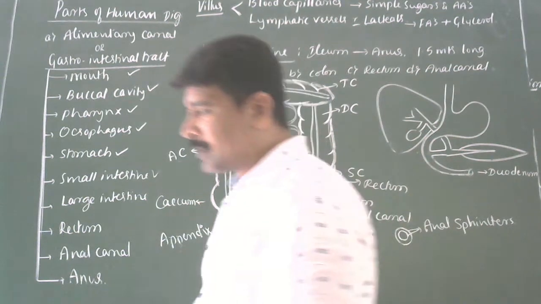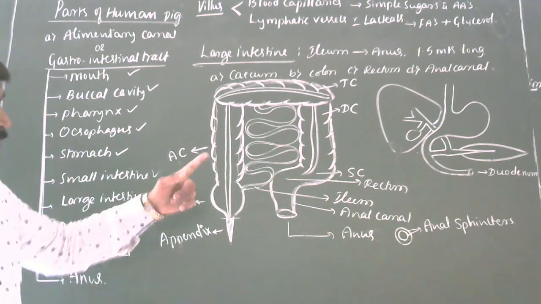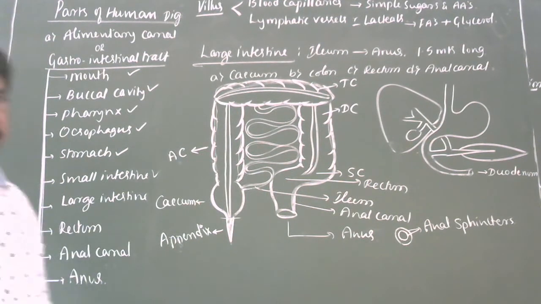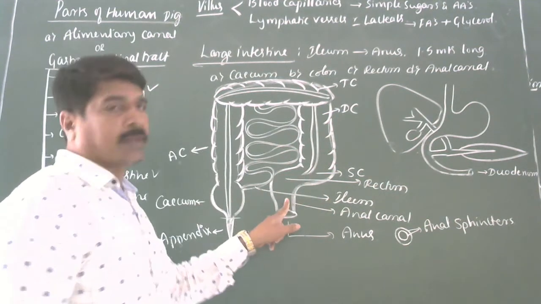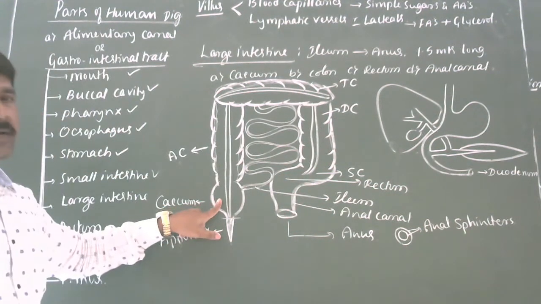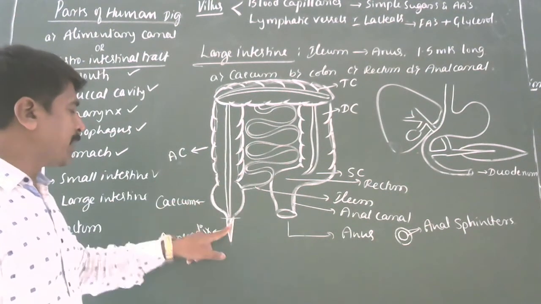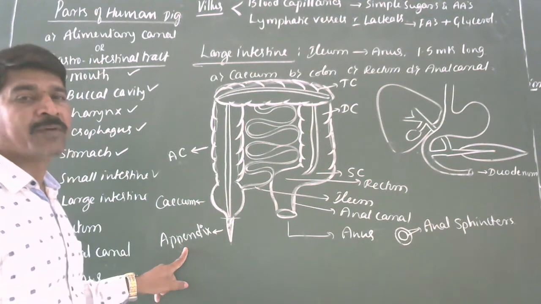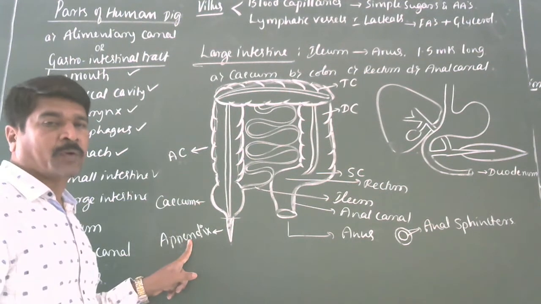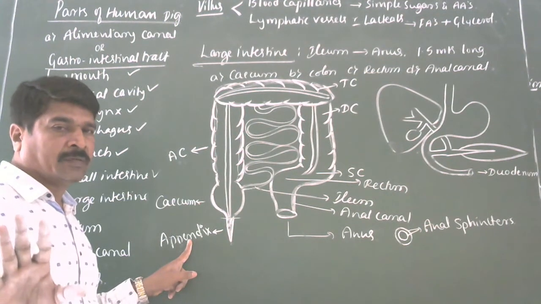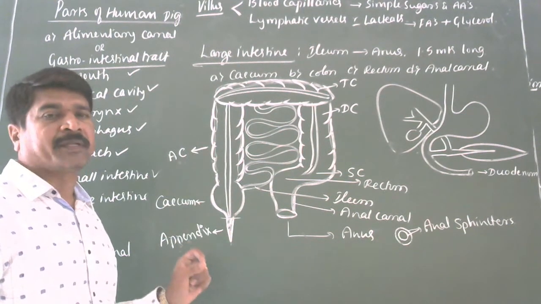I'll repeat once again. So, large intestine extends from ileum to the anus. It is about 1.5 meters long, divisible into 4 parts: cecum, colon, rectum, anal canal. Cecum is a blind sac lying at the junction of ileum and colon. It is provided with a finger-like projection called vermiform appendix. It is a vestigial organ having no function in the human body, I mean concerned with the digestion. Got it? Bacterial infection of the appendix is called appendicitis.